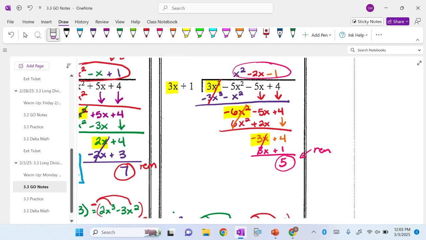All right, so take a minute, do that last step. Also, go ahead and write out your final answer, including the remainder, once you get there.